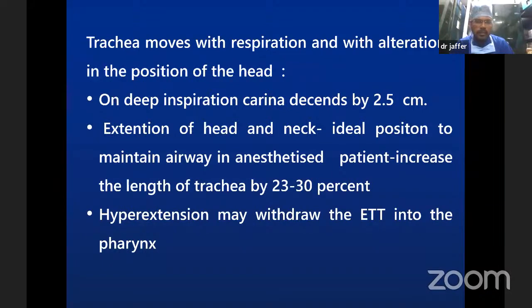So in the extreme extension, even the endotracheal tube can come out into the pharynx. And in the extreme flexion, there are higher chances that it can get into the bronchus. So the idea behind knowing this is the carina is the mobile structure, and it can be affected even in the laparoscopic surgeries when the mediastinum shifts up and the end of the tube can get into the bronchus.